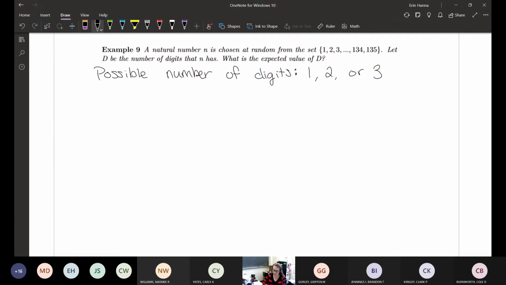First off, we have a total of 135 numbers between 1 and 135. To find the probability of getting a certain number of digits, we just need to find the amount of numbers with that many digits and then find that ratio. So let's look at 1-digit numbers first. That's going to be 1, 2, all the way up to 9. So there are essentially 9 of those.